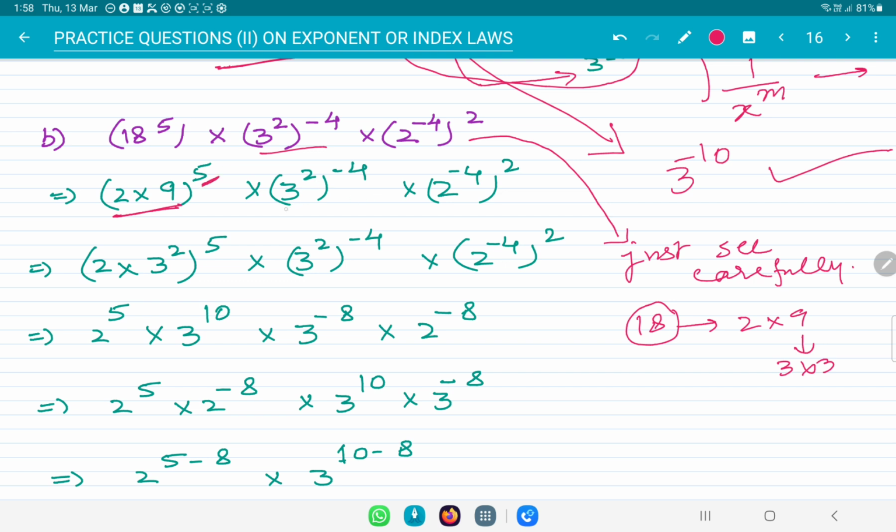3 raised to the power 4, raised to the power minus 4, will be as it is, and this will also be as it is. Now 9 can be written as 3 raised to the power 2, and the remaining will be as it is.